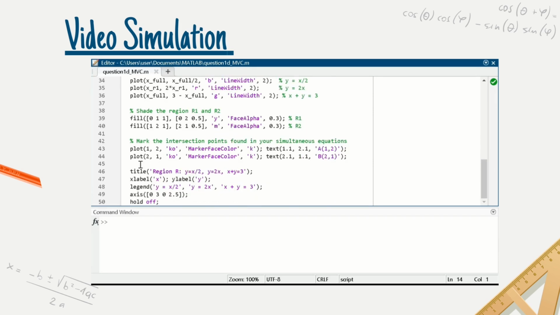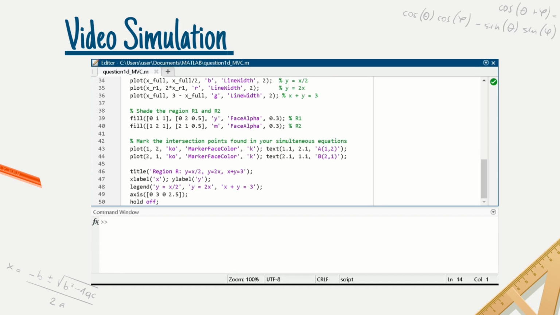Finally, the script uses fprintf to display the result in the command window. By converting symbolic results to character strings, the simulation provides a clear summary of the intersection points derived, the individual area of each sub-region, and the total area of region R.